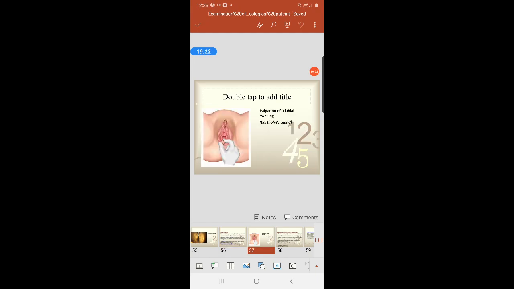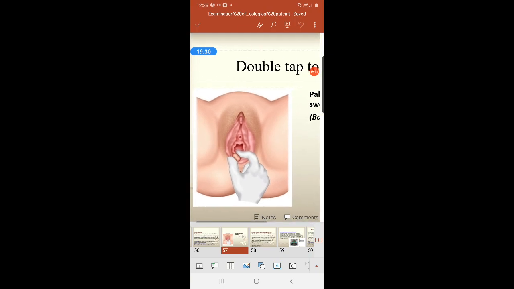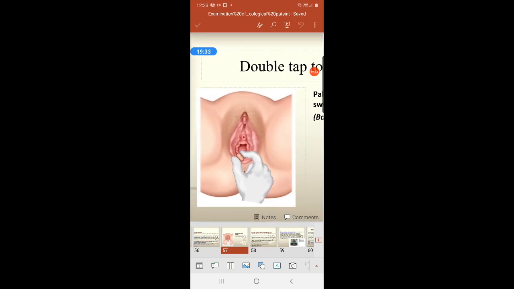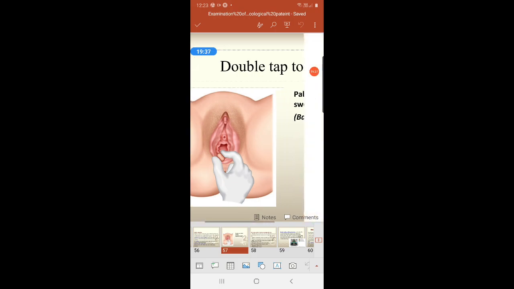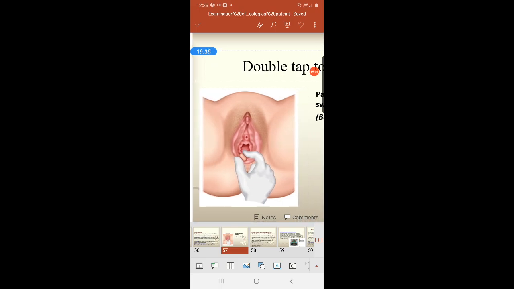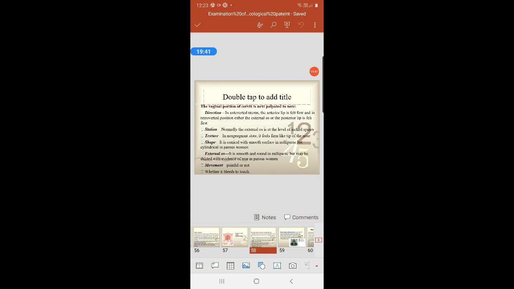Here you can see the palpation method of the labial swelling. This is the method of palpation of a Bartholin gland swelling. You can see in this diagram. With the help of an index finger and the thumb, we have to palpate any labial swelling if present.